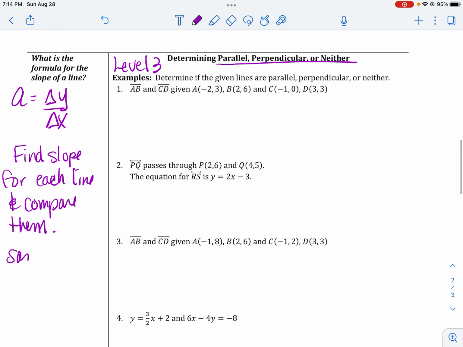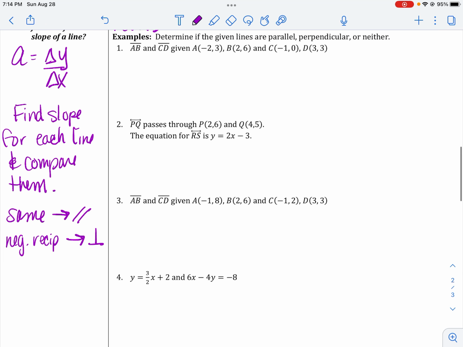If they're the same, then that means the lines are parallel. If they are negative reciprocals, that means they're perpendicular. And if they're not parallel and not perpendicular, that means that they are neither. And we'll give some examples of those.